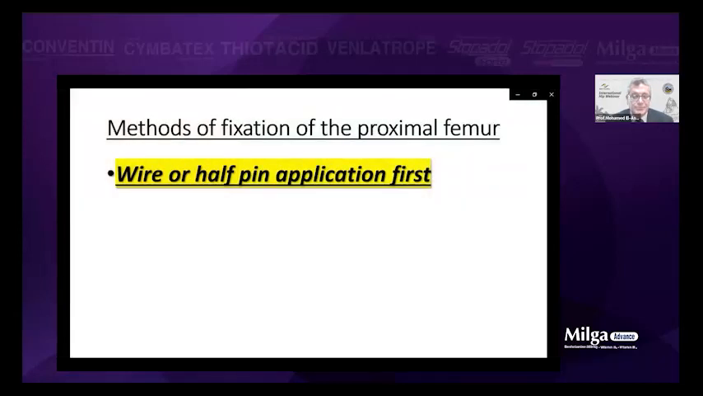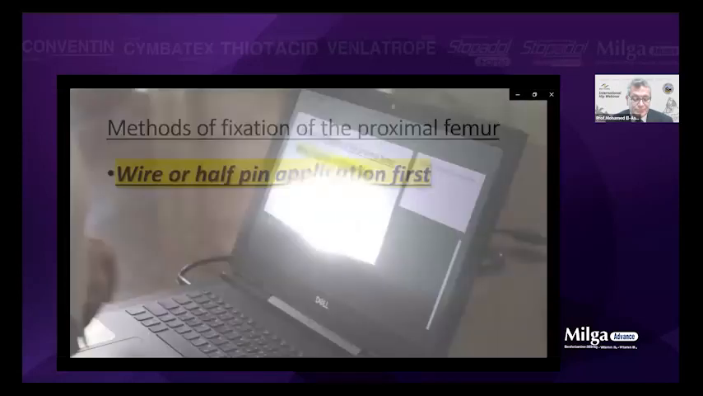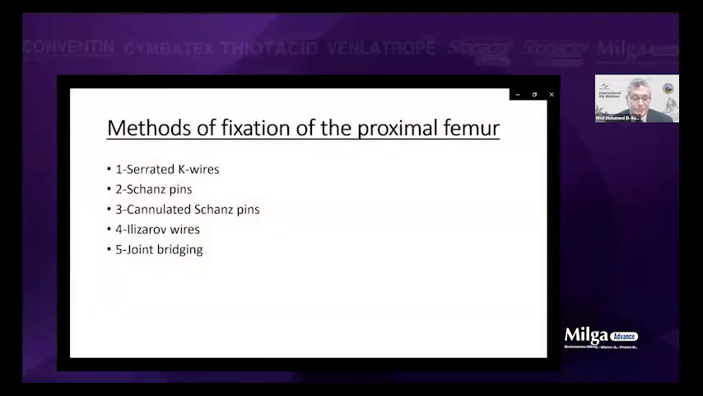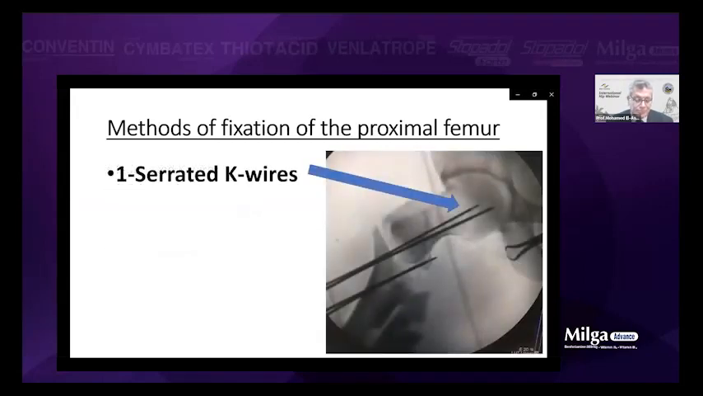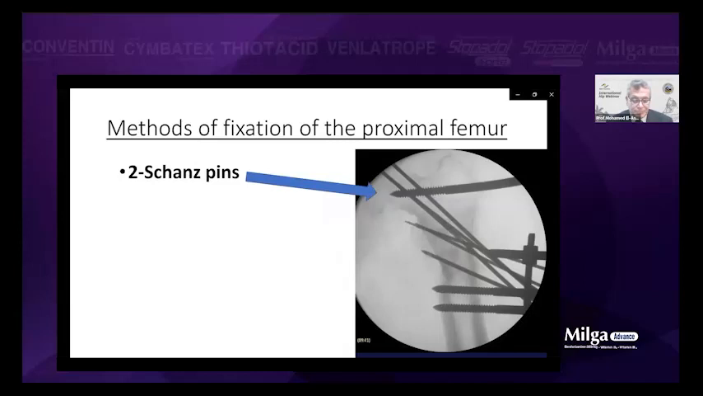The methods of fixation of the proximal femur: wire or half pin application first. We put wires or half pins first. The methods of fixation, number one, are serrated wires, Schanz pins, cannulated Schanz pins, Elizarov wires, and joint bridging. And this is an example of the serrated wires. We push the serrated wires in the direction of the neck until they hold the subchondral bone. Multiple wires, 2, 3, or 4 millimeters.